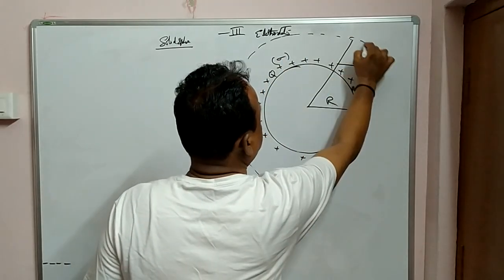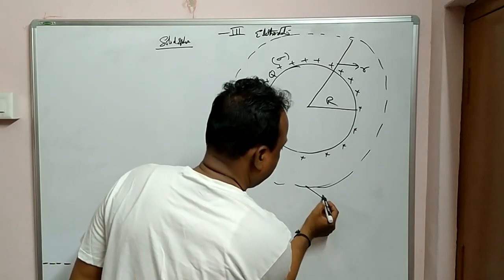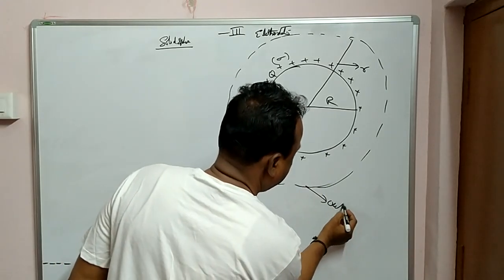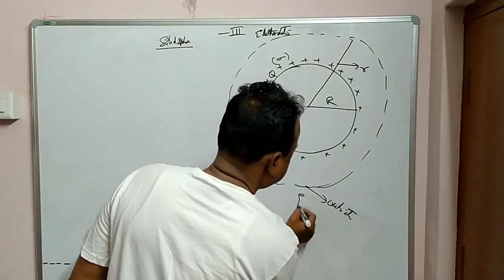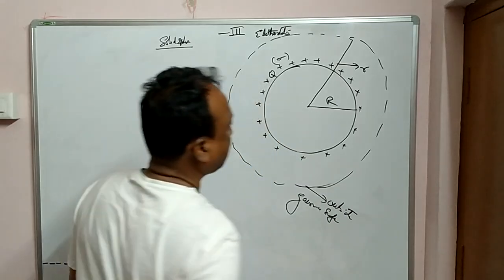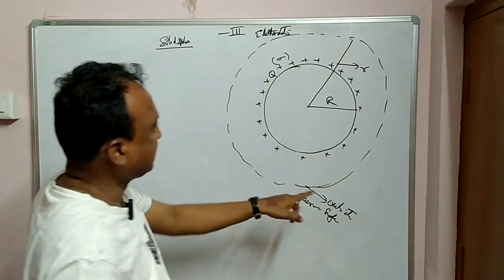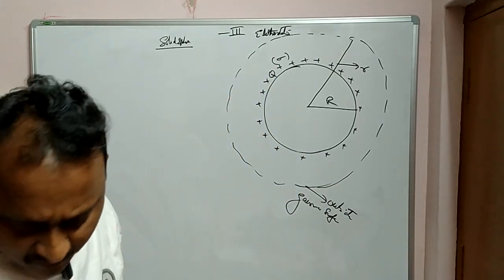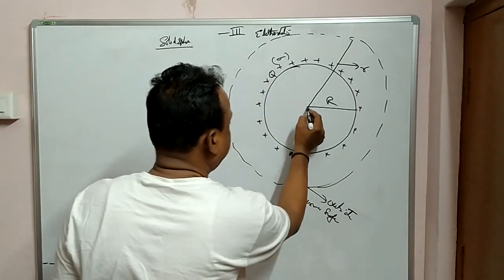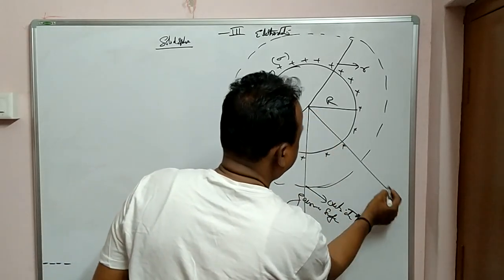This is the Gaussian surface, outside the sphere. How does the Gaussian surface look? It is outside, look here. So this is the charge plus q. Now in such cases, I told you this is a 3D figure.